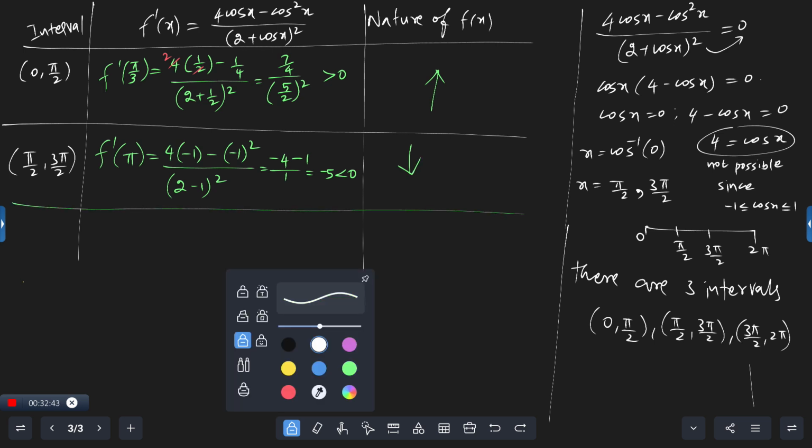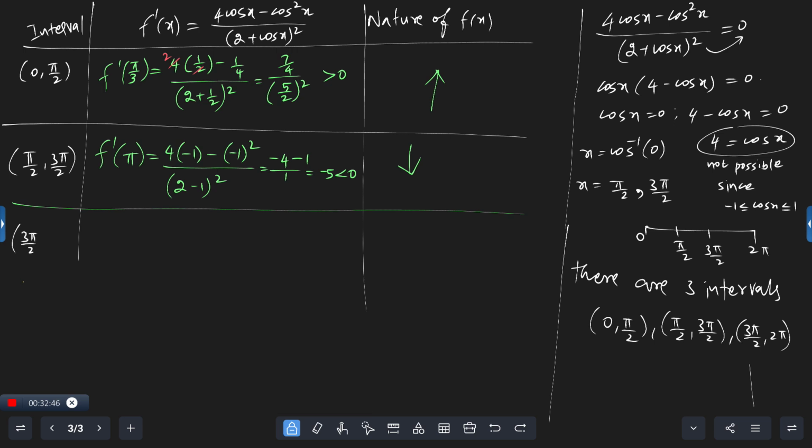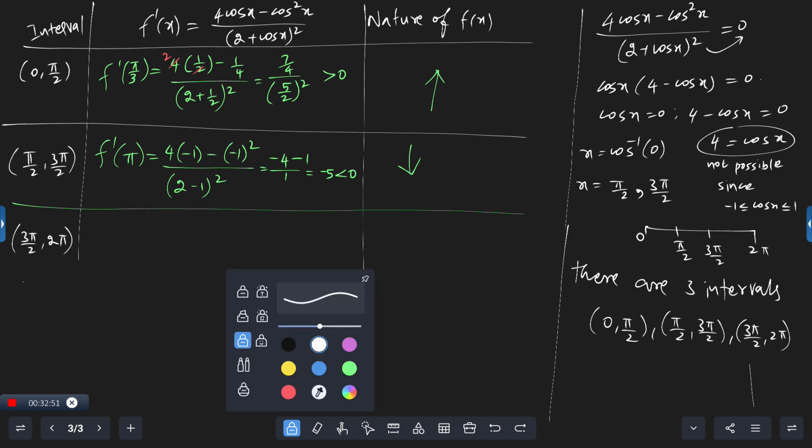Next, the last interval: 3 pi by 2 comma 2 pi. In this, what will we take?